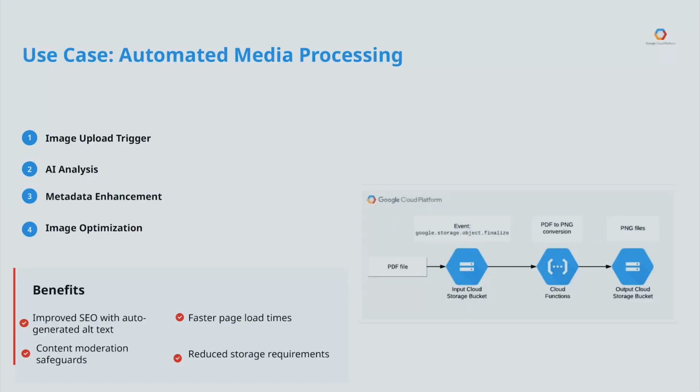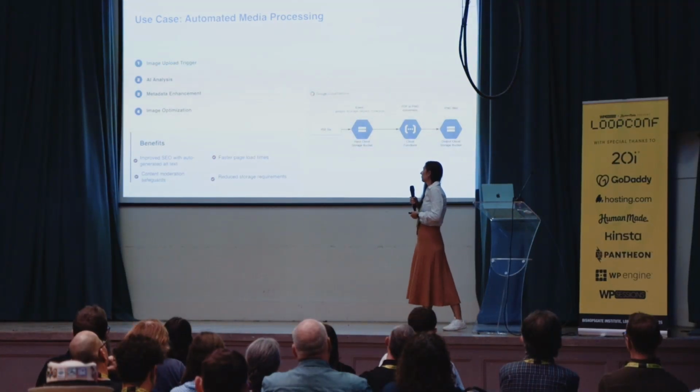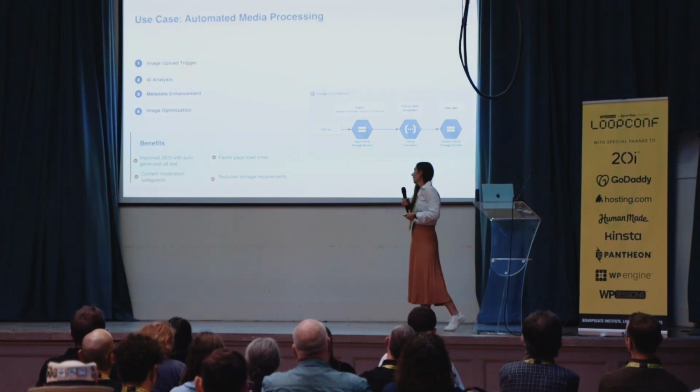But one example for using that architecture is intercepting media upload with a WordPress plugin, sending it to a Cloud Function, then analyzing the images with Vision AI, generating metadata for your WordPress website, and optimizing the image.